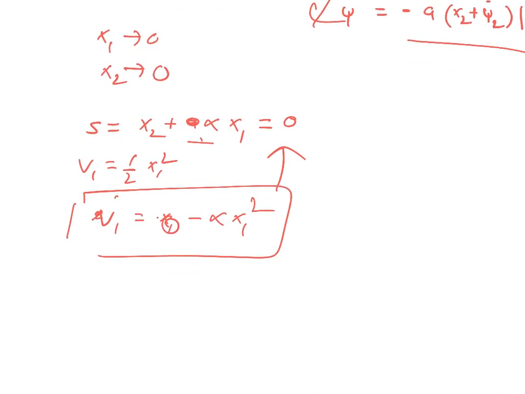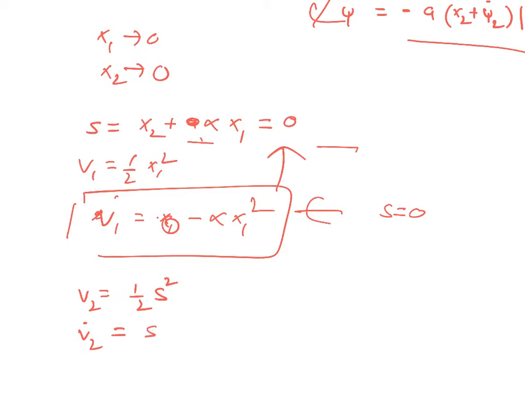So now let's come to the manifold now. V2 is nothing but half s squared, because now you want s to be 0, right? This is only true when s equals 0. So if s is not equal to 0, your u should push s to 0, so that is the reaching phase.